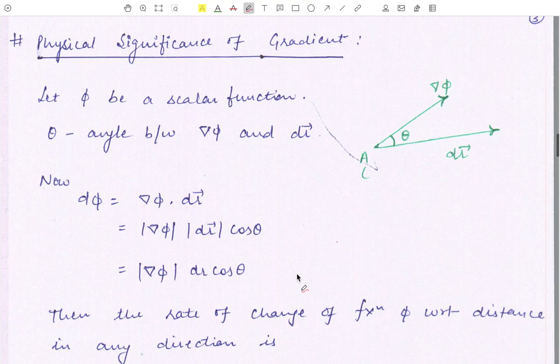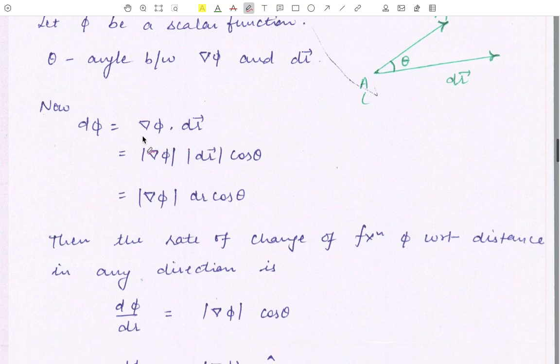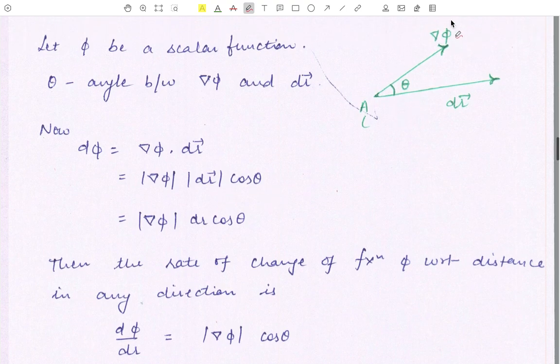So to see its physical significance, again we have the phi scalar function and let us assume that theta be an angle between gradient of phi and the displacement vector dr here. Now we have already found that d phi is equal to del phi dot dr. This dot product can be opened like modulus value of del phi into modulus value of this dr displacement vector into cos theta, where theta is the angle between these two vectors del phi and dr vector.